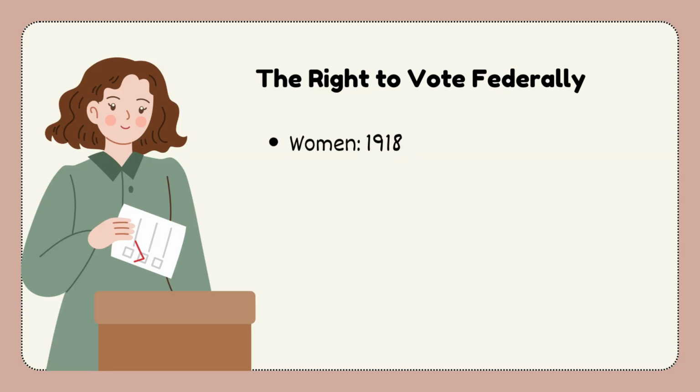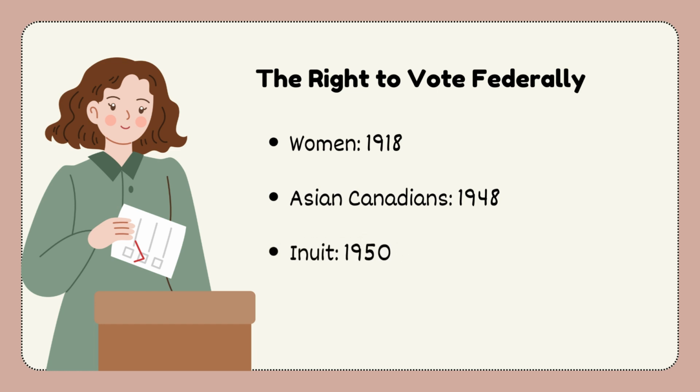Briefly looking at a timeline of the right to vote federally, we see that women were allowed to vote in 1918. Now, provincially, women were allowed to vote in 1916 in Manitoba. In Quebec, women got the right to vote in 1940, and in the Northwest Territories, it didn't come until 1951. Now, Asian Canadians were allowed to vote in 1948. The Inuit lost the right to vote in 1934, but regained the right to vote in 1950.